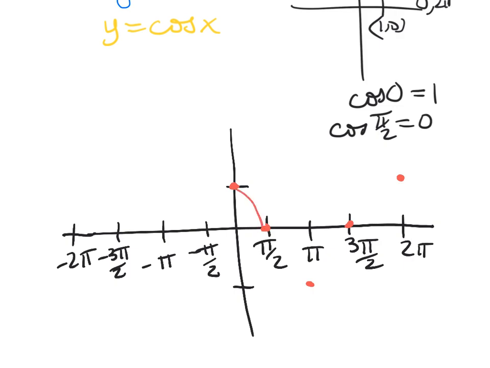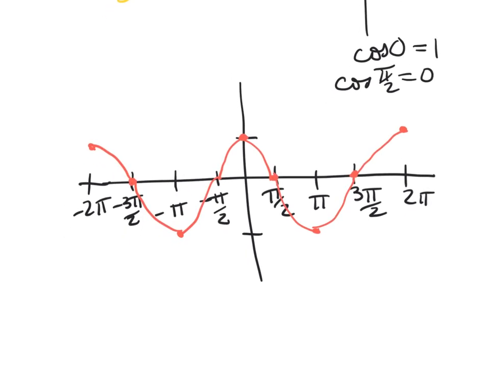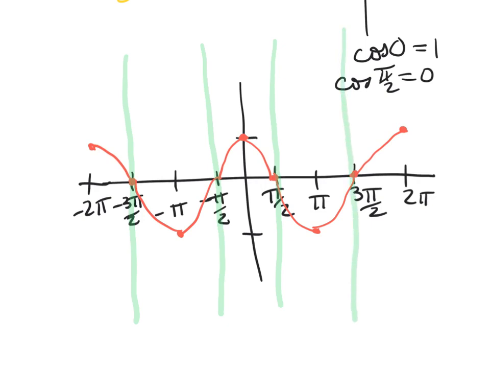It's going to come down. So next we'll come down here, here, and here. So down, up, up. We'll draw in our asymptotes. So we have one here at negative 3 pi over 2. We have another one at negative pi over 2. Another one at pi over 2. And the last one at 3 pi over 2. Notice there's no asymptote on the y-axis.